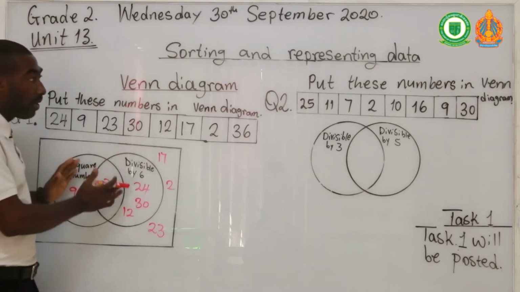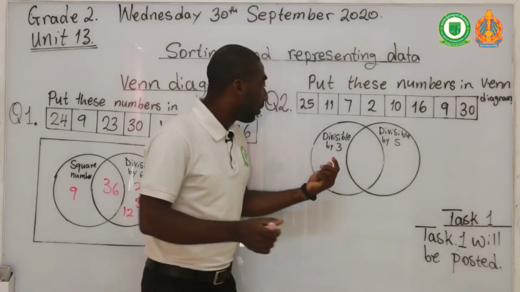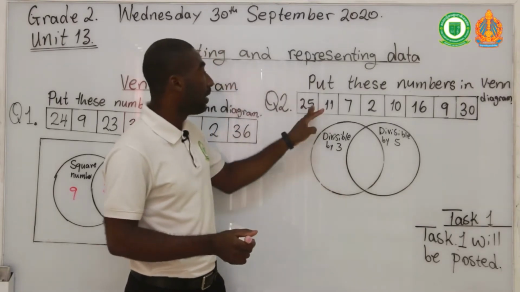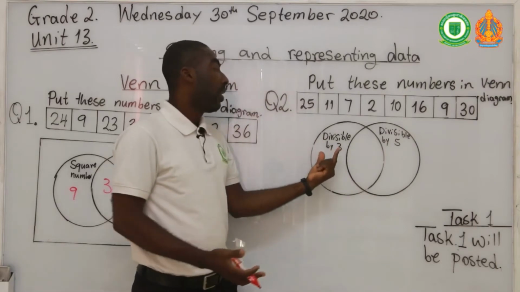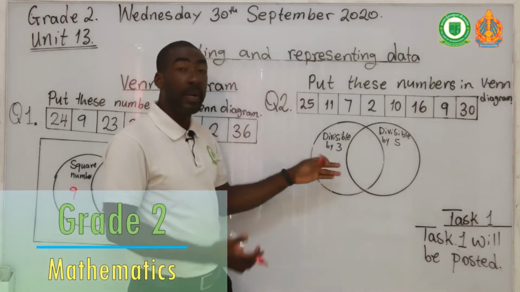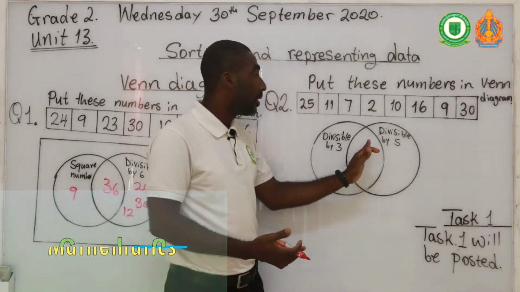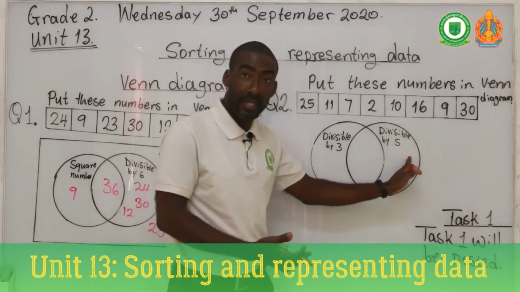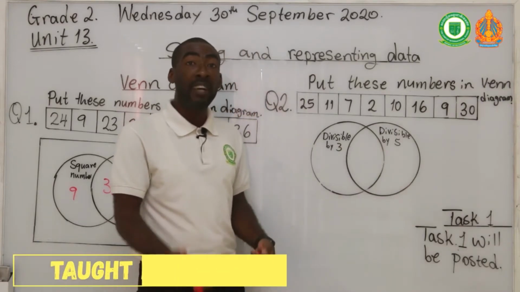This is question 1, and let's go to question 2 as well. So question 2, we have to put any of the 8 numbers here. The first circle, we have to put numbers that are divisible by 3. In here is the middle for divisible for this circle and that of the other circle. The other circle, we need to put numbers that are divisible by 5.